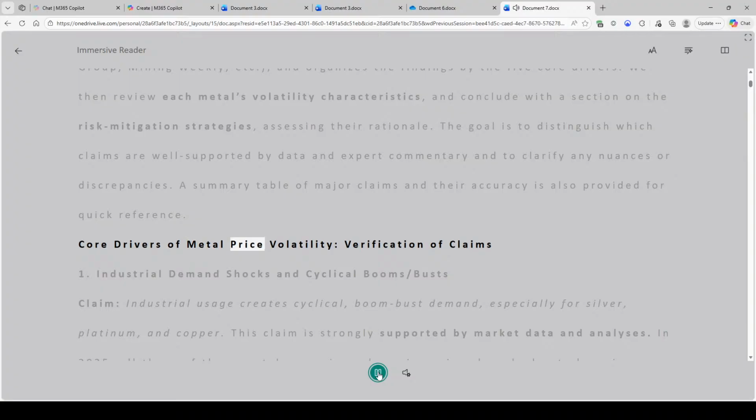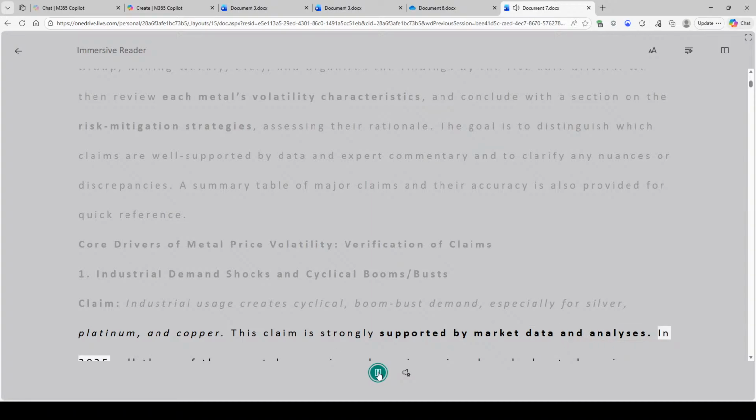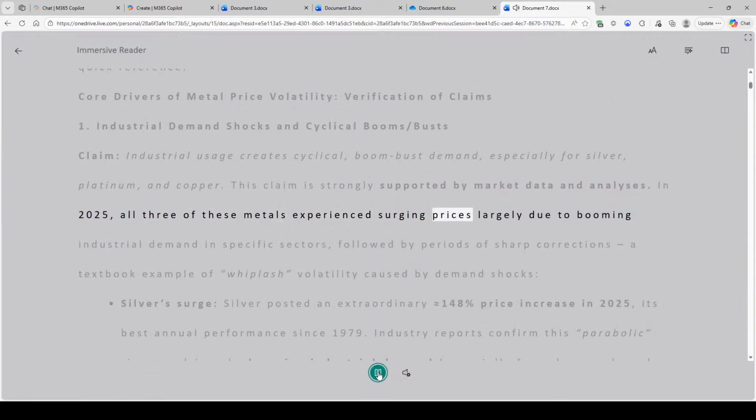Core drivers of metal price volatility, verification of claims. 1. Industrial demand shocks and cyclical booms/busts. Claim: industrial usage creates cyclical, boom-bust demand, especially for silver, platinum, and copper. This claim is strongly supported by market data and analyses. In 2025, all 3 of these metals experienced surging prices largely due to booming industrial demand in specific sectors, followed by periods of sharp corrections, a textbook example of whiplash volatility caused by demand shocks.